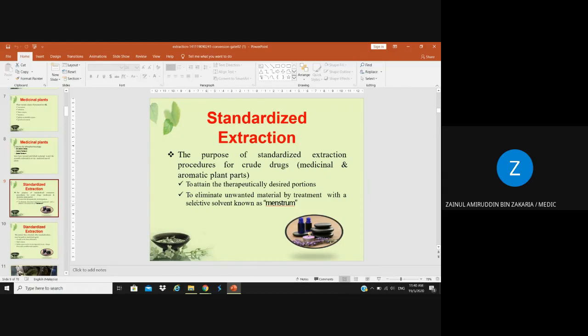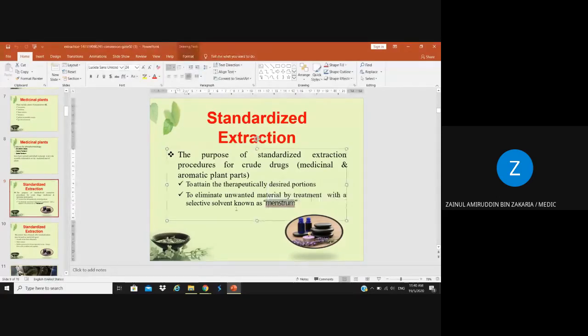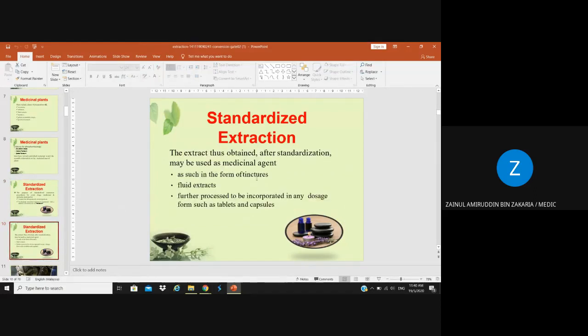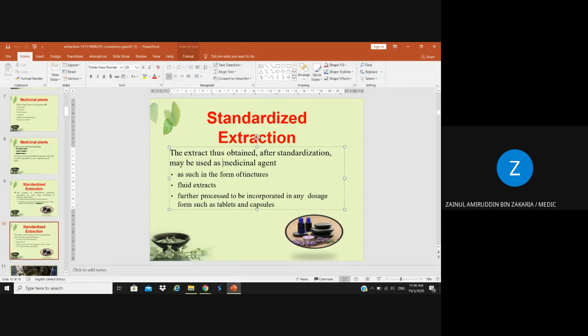So the solvent is called menstruum. When somebody talks about menstruum, that means the solvent used to soak the plant sample. So once you have standardized your method, you can use the extract as your medicinal agent.